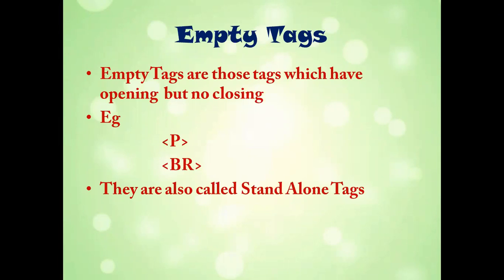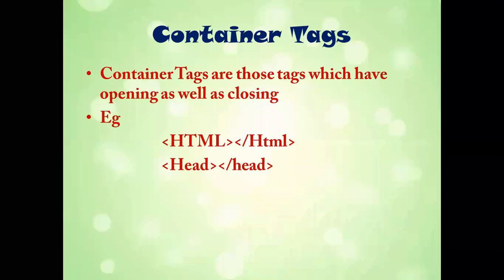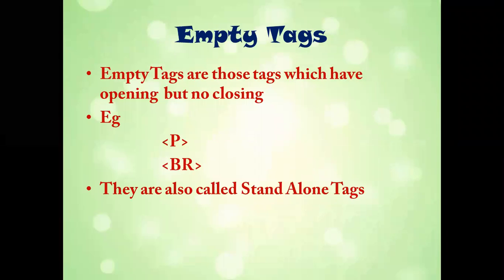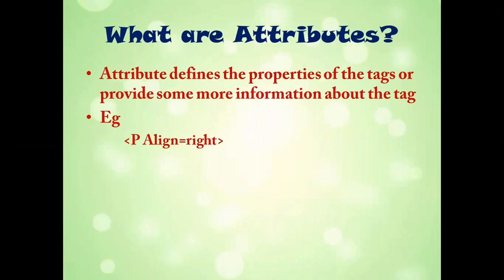Okay, so after tags, I hope it is clear to everyone what tags are and what the different categories of tags are. One is the container tag, which needs to be closed like this, and one is the empty tag, which need not be closed, like the paragraph and break tags. Okay, now what are attributes? Attributes are basically the properties of the tags, or special things about the tag which provide some more information about the tag. For example, if I want to write a paragraph on a web page, then where do I want to place this paragraph?